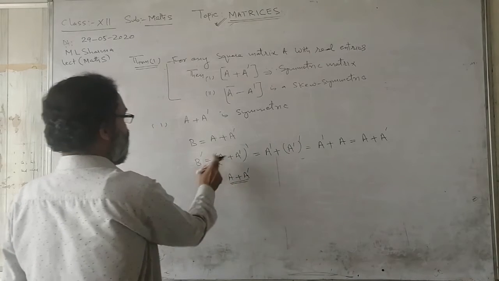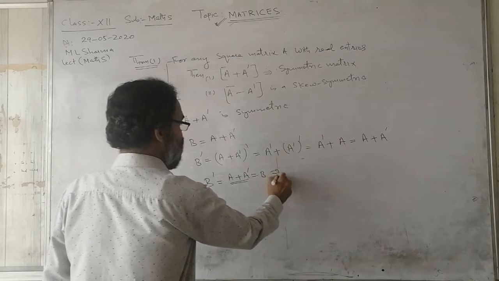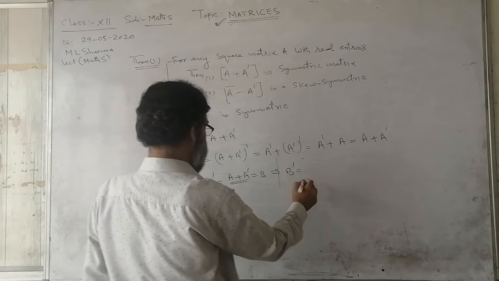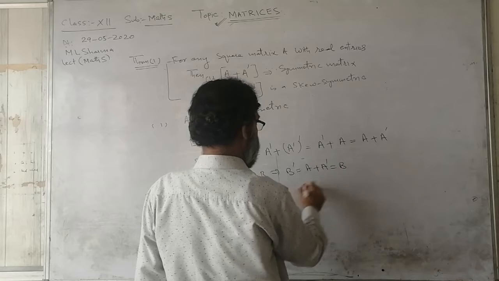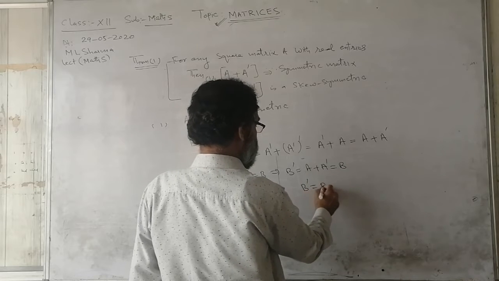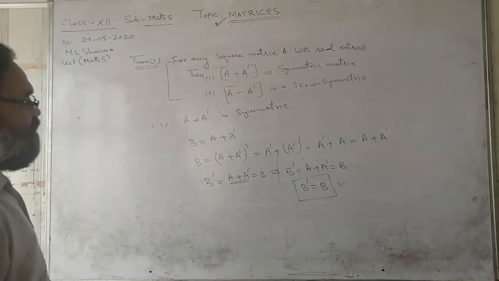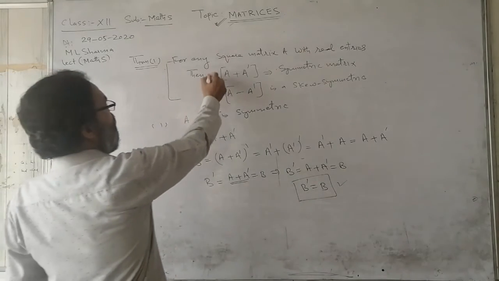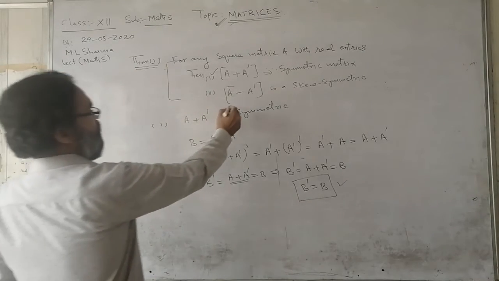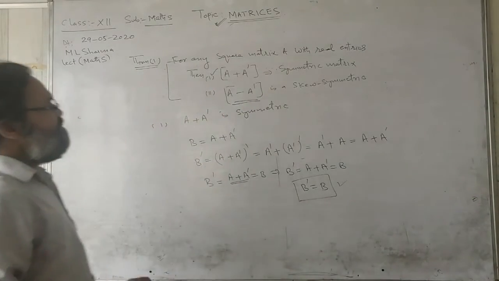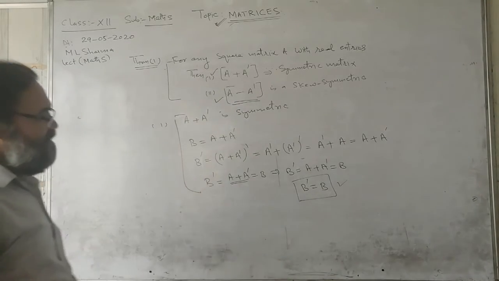Now this value is equal to B. So that means B transpose is equal to A plus A transpose. This is equal to B, or simply B transpose equal to B. So this is the definition of symmetric matrix. So that means we have proved this is symmetric. In the similar manner, this can be also proved. So you can see its proof. It is very simple. Only 3 or 4 lines.